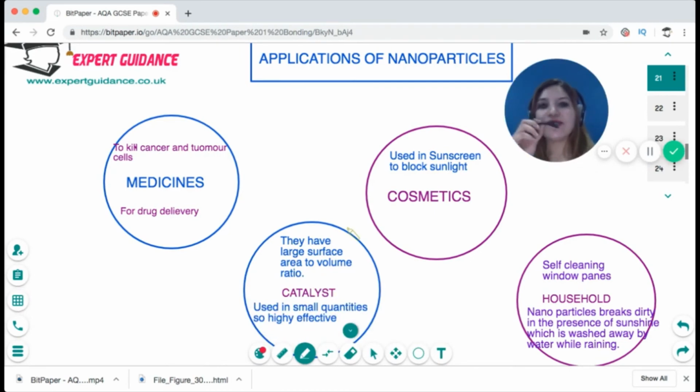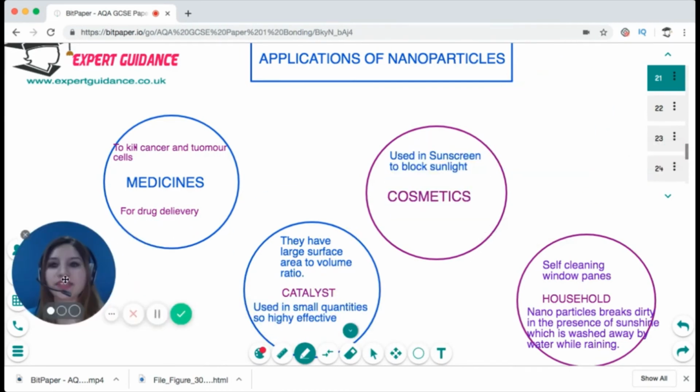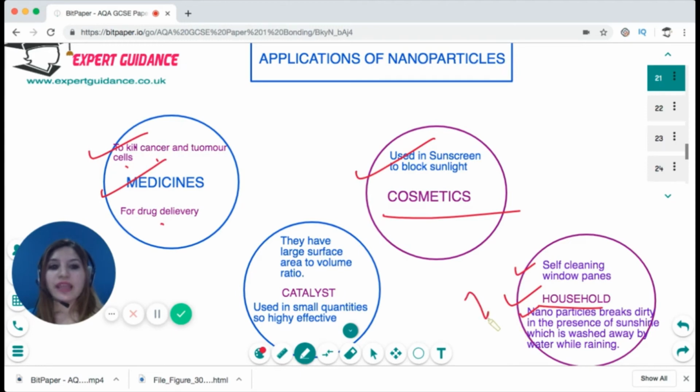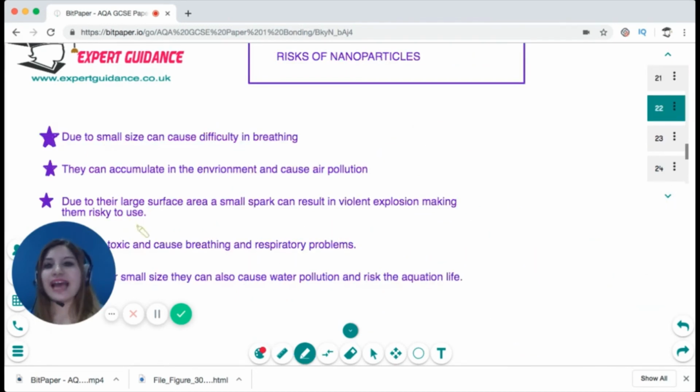So, as we have seen that nanoparticles have a high surface area to volume ratio, they have a variety of uses. They're used in medicines for drug delivery or to kill cancer and tumor cells. They're used in cosmetics, they're used in sunscreen to block sunlight. They're used in households as self-cleaning window panes. The nanoparticles are coated with materials. When light falls on them, they carry out a reaction and break down the dirt, which is washed away by water while raining. And having a large surface area to volume ratio, they are used in small quantities, so they're very effective as catalysts.